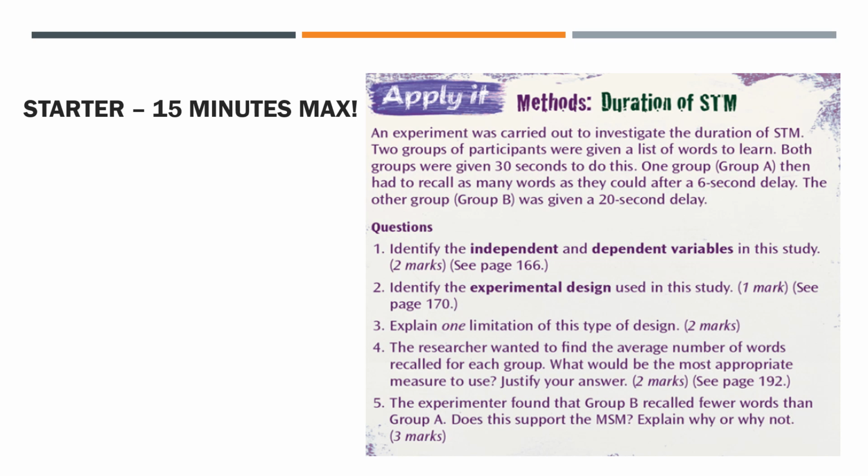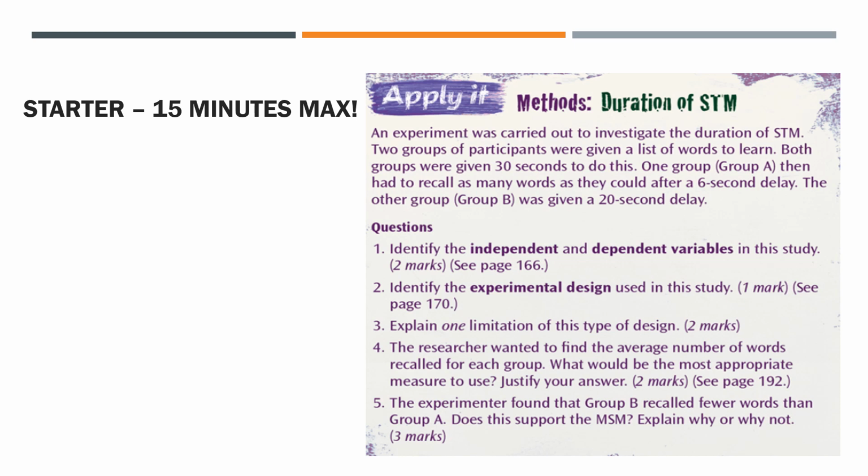Number 4, the researcher wanted to find the average number of words recalled for each group. What would be the most appropriate measure to use to justify your answer? So you get 1 mark for identifying, 1 mark, it would be the mean. The second mark is for your justify, so the second mark will be because it includes all numbers in its measure.